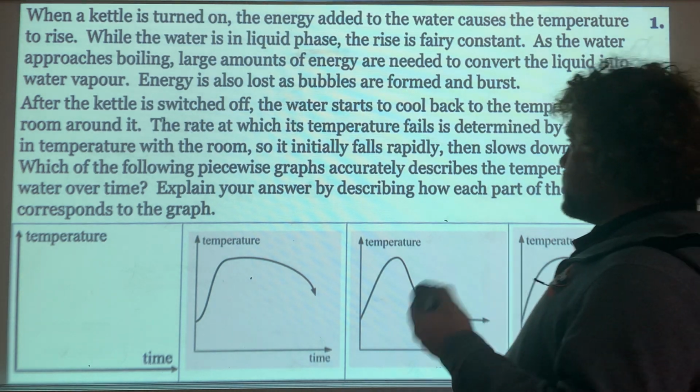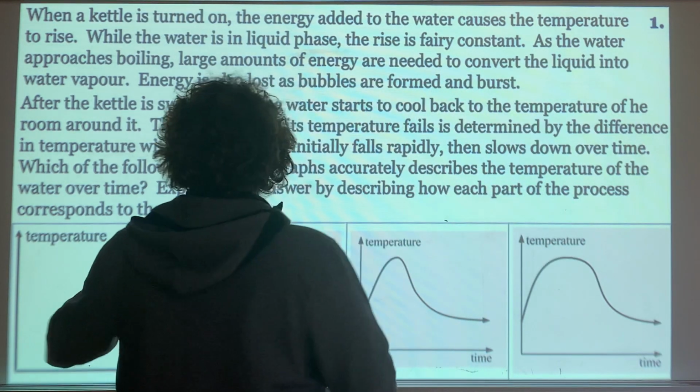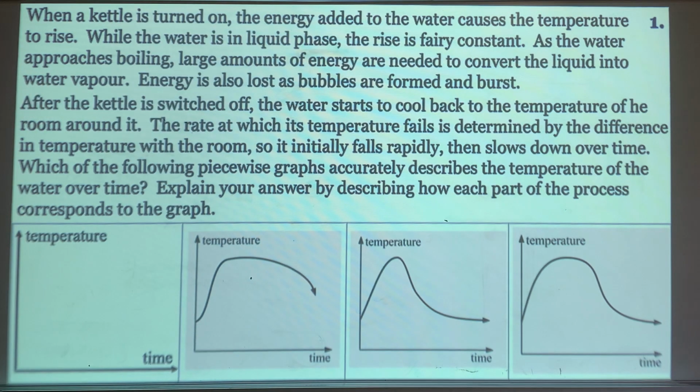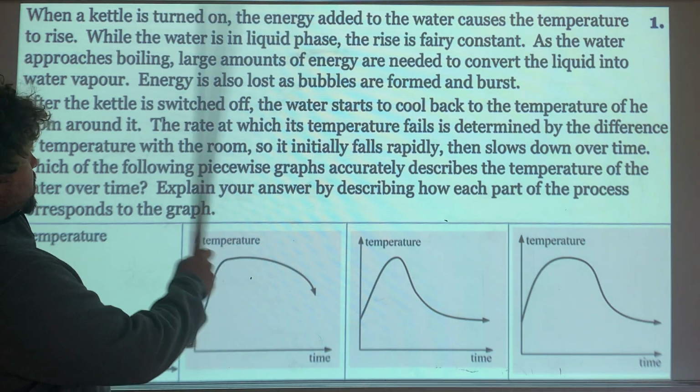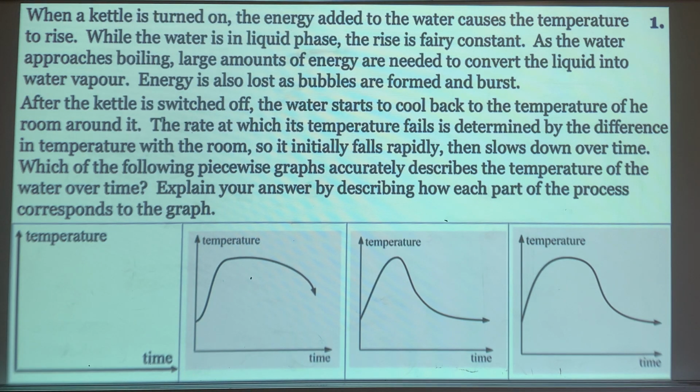As the kettle is switched off, the water starts to cool back to the temperature of the room around it. The rate at which the temperature falls is based on the difference in the temperature of the room. And so it initially falls rapidly, then it slows down over time, right? Which of the following piecewise graphs accurately describes what I just told you? Read this again and figure it out, all right?